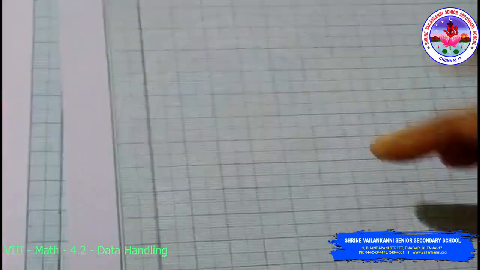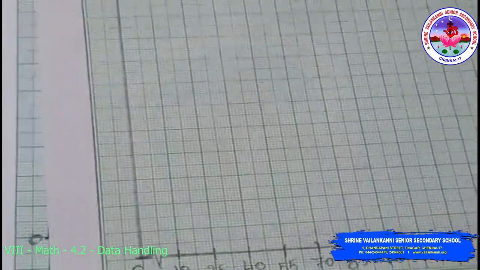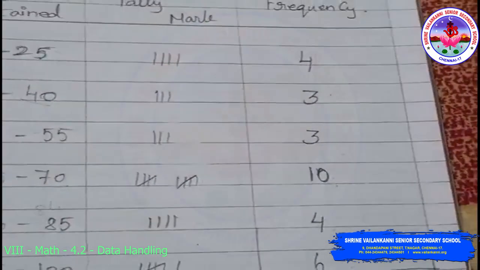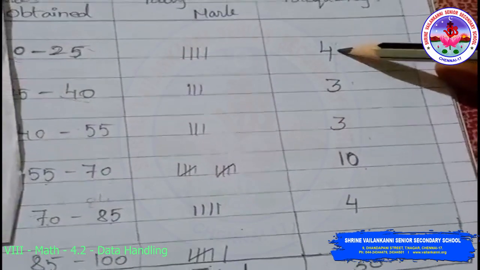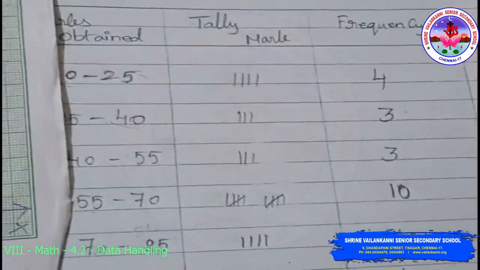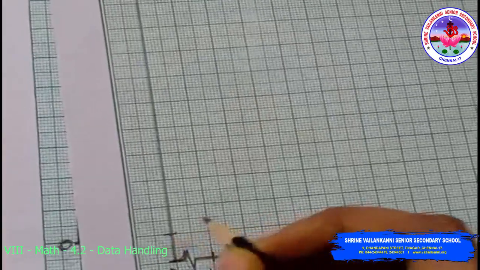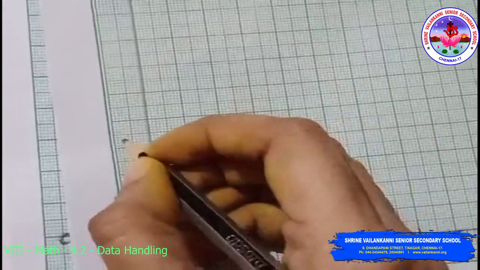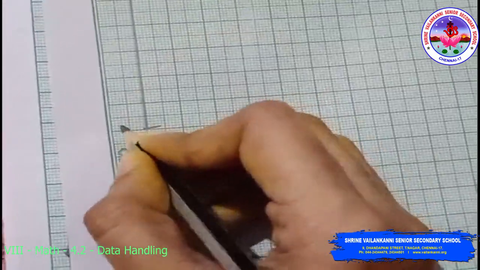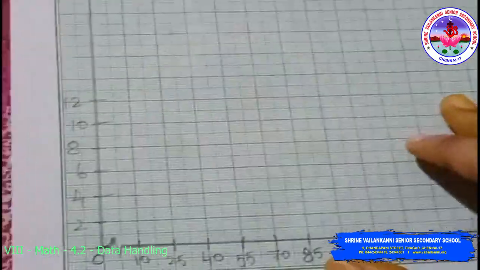Next, the y-axis. This is the y-axis. The frequency values include even numbers and odd numbers, so you can take the even numbers: 0, 2, 4, 6, 8, 10, 12. Now draw the bar graph.